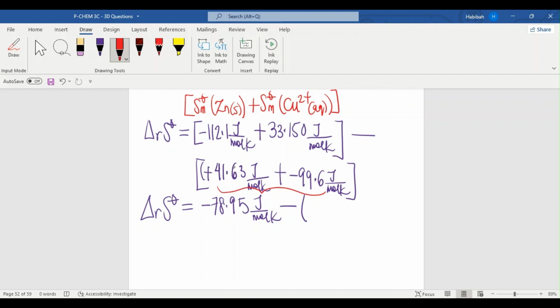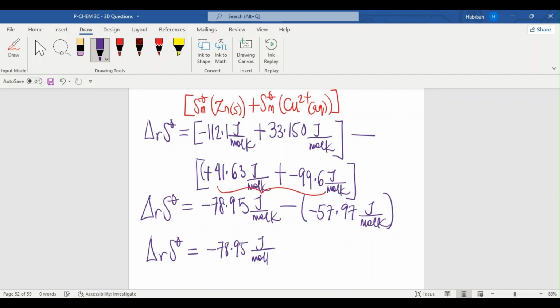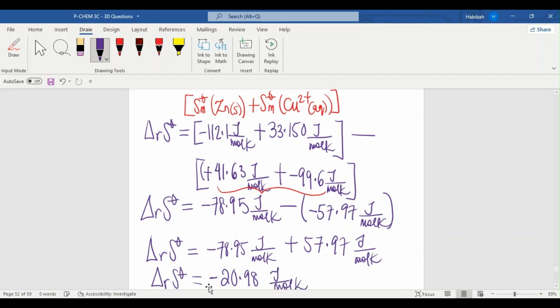So what I'm saying is positive 41.63 minus 99.6 will just simply give us negative 57.97 joule per mole Kelvin. So you have the change in standard entropy of reaction will be negative 78.95 joule per mole Kelvin, plus 57.97 joule per mole Kelvin. So when you add this information up, the change in standard reaction entropy will simply be negative 20.98 joule per mole Kelvin. So this is basically the answer to this question.